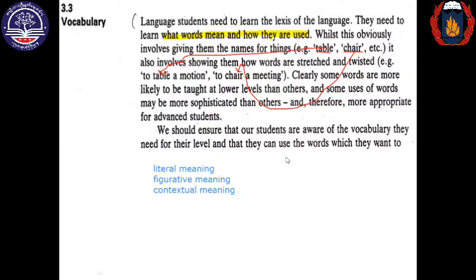Thank you. So when it is used as a verb, it is more complicated. Now we can show this is a table, this is a chair, but for a verb we cannot show the material. So it is difficult for our students to understand what to table a motion means. In the same way, what does to chair a meeting mean?